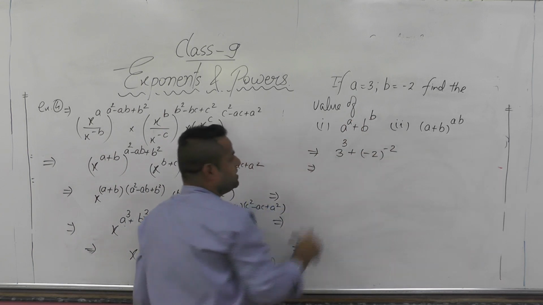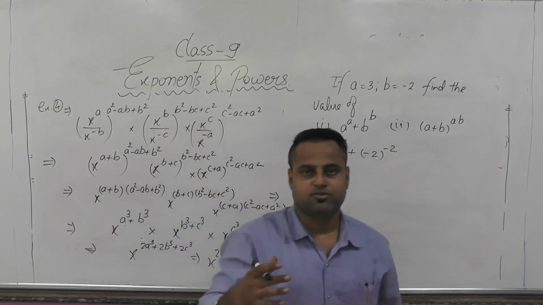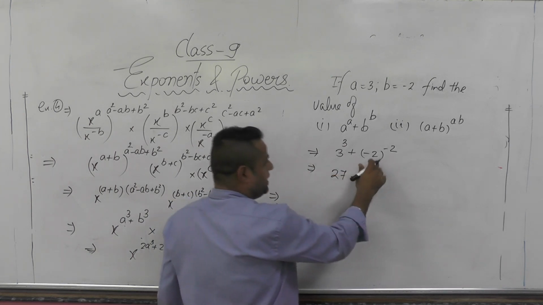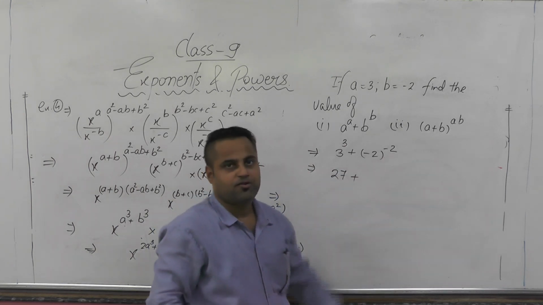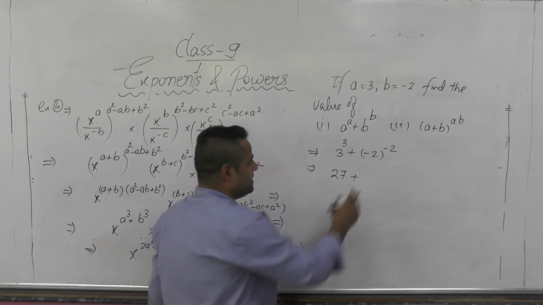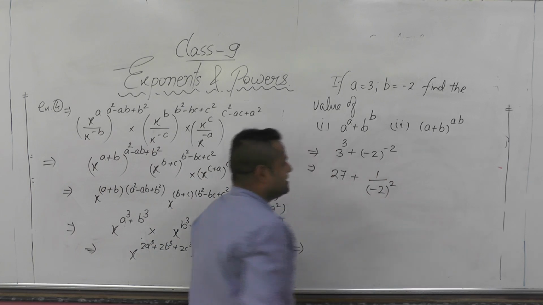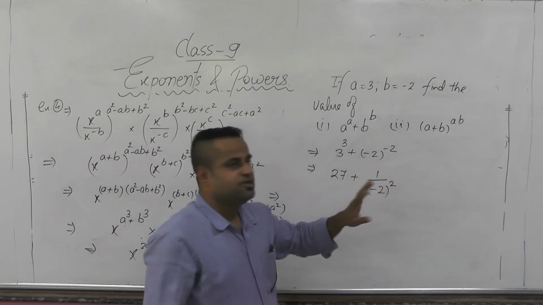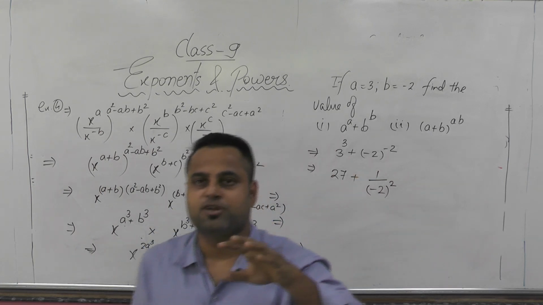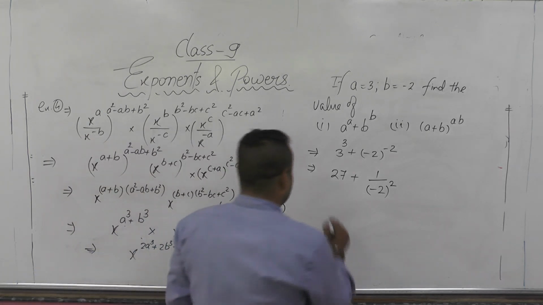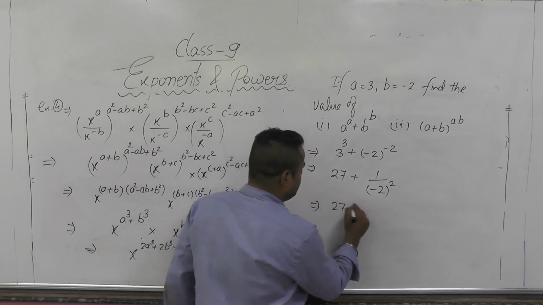Now 3 to the power 3 is multiplication of 3 three times, so that gives you 27. And here you need to apply the negative power rule, which is rule number 4. That is 1 upon minus 2 to the power plus 2. This power becomes positive, the number remains the same. The sign of the number won't change, only the sign of the power will change.